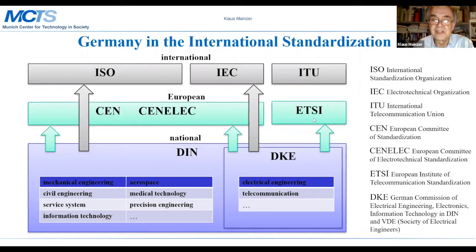And then here in green color, the national standard must be embedded on the European level with the corresponding European institutions for electrical engineering, information processing, and so on, like on the national level. And then even the European level is too small and must be embedded in the international level, and that is the ISO, the International Institute of Standardization, and several subgroups.